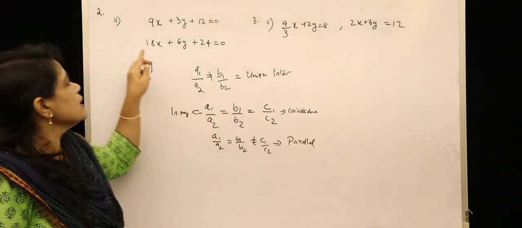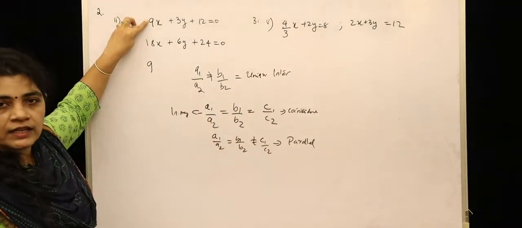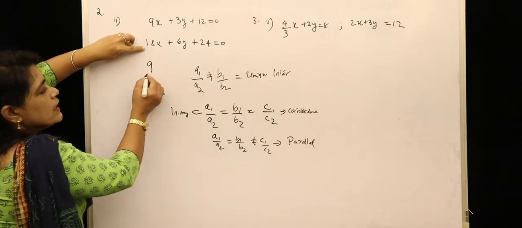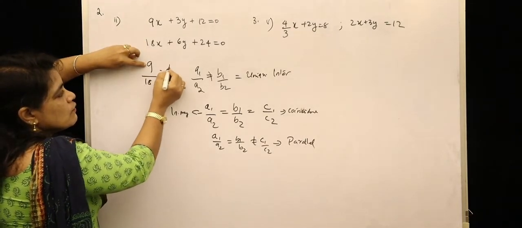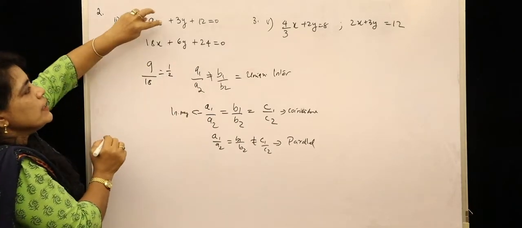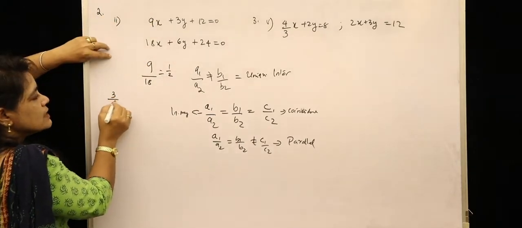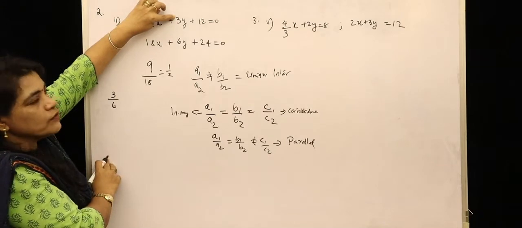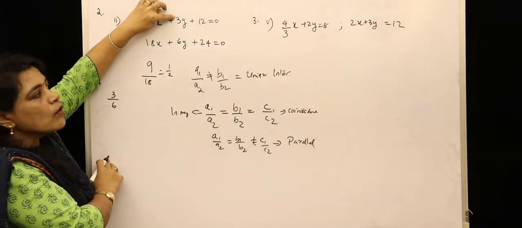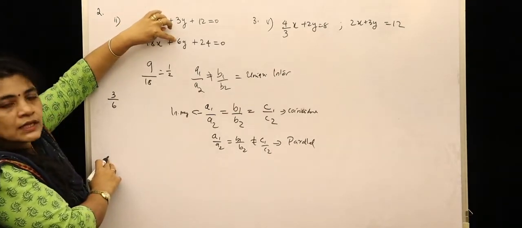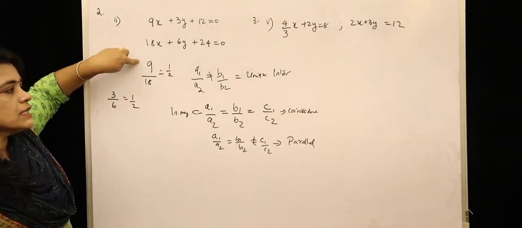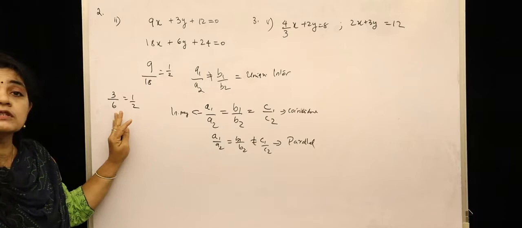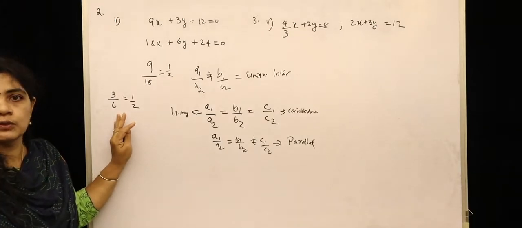Understood? So for that, A1, the coefficient of x in the first equation, 9 divided by 18, simplifies to 1 by 2. And B1 by B2 is 3 by 6, coefficient of y in the first equation B1 and B2, that is 6, and here also 1 by 2. That means A1 by A2, as we have now seen, is equal to B1 by B2.